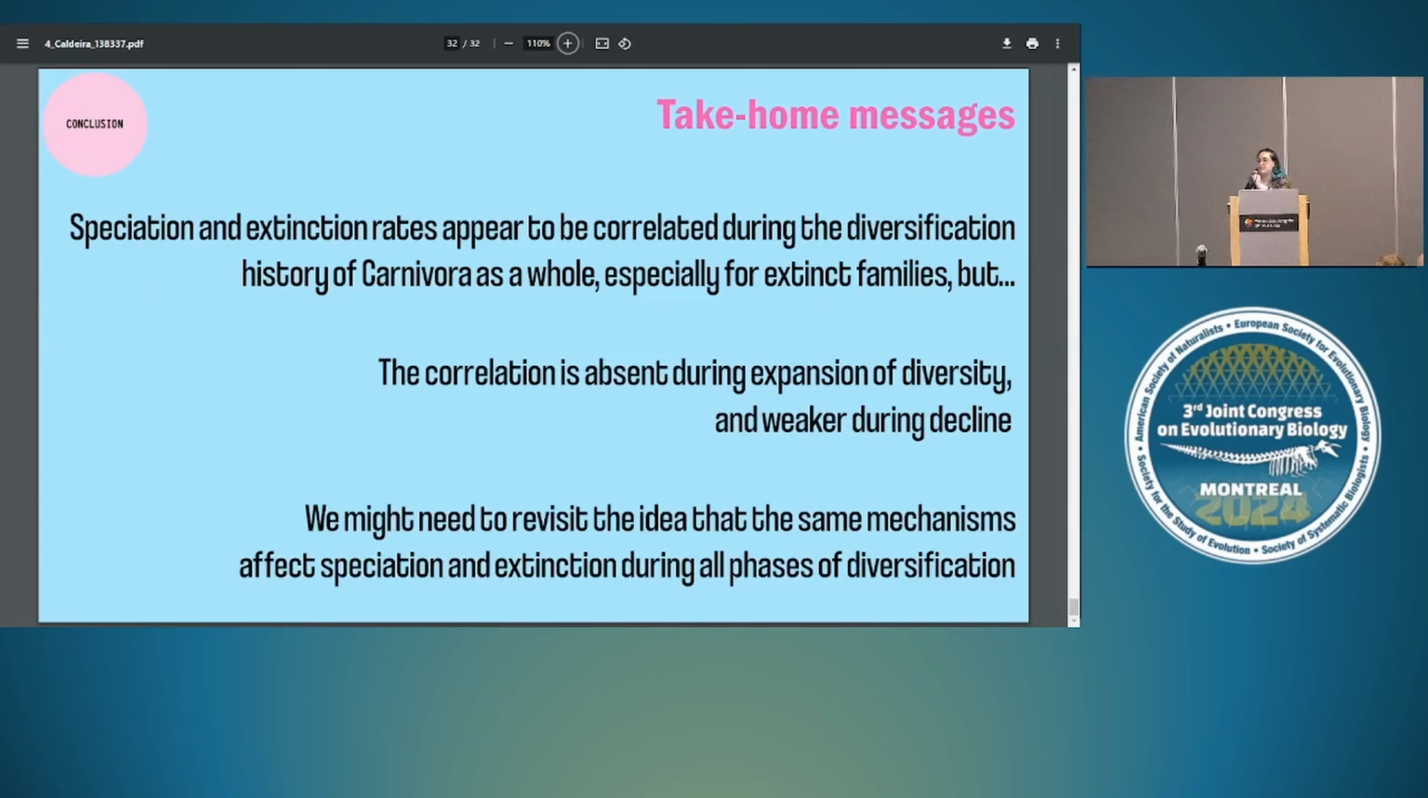So can you just repeat the first part of your question? Just the first part. Like the name of the model. I didn't hear it. Some people refer to it as the patency model, such that there's something about the area and the time that drives speciation and extinction simultaneously. Not something about the lineage, but about the place.